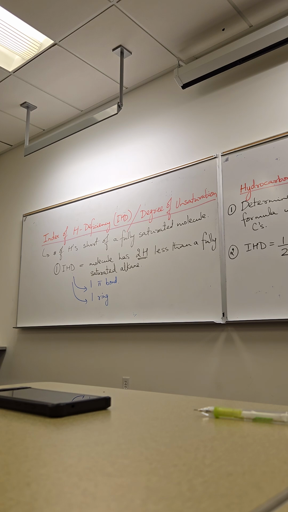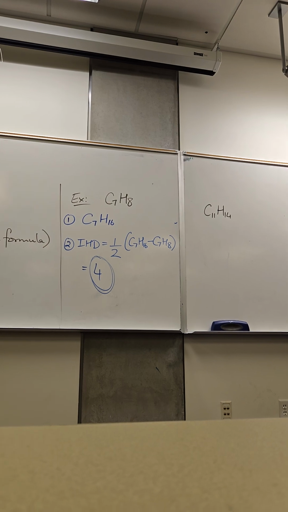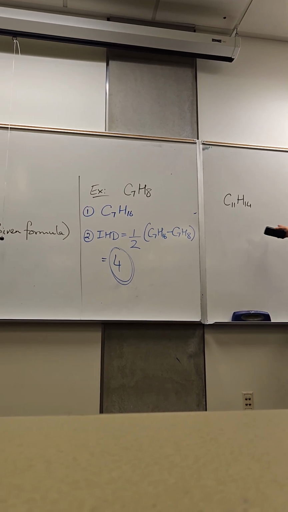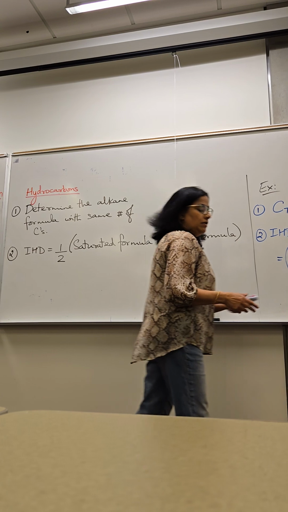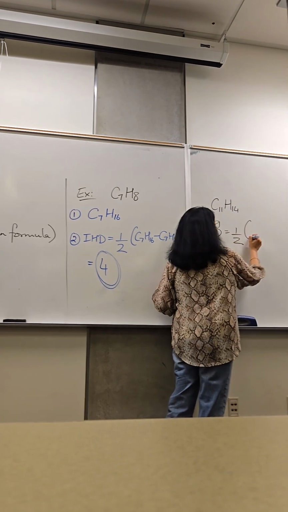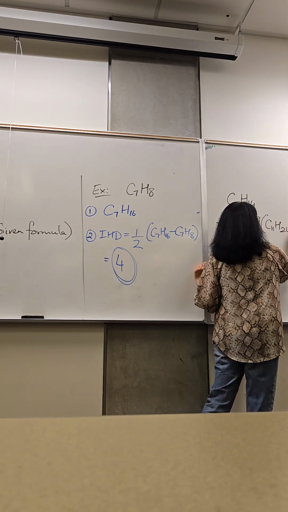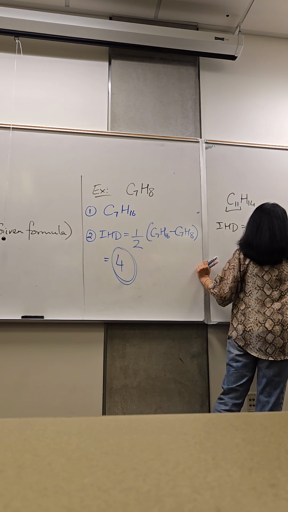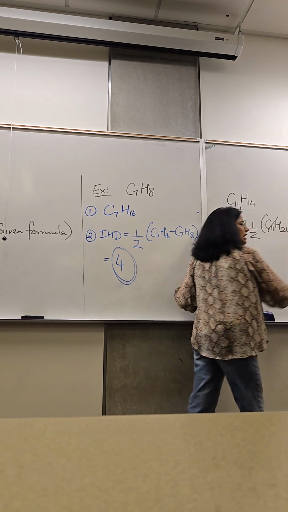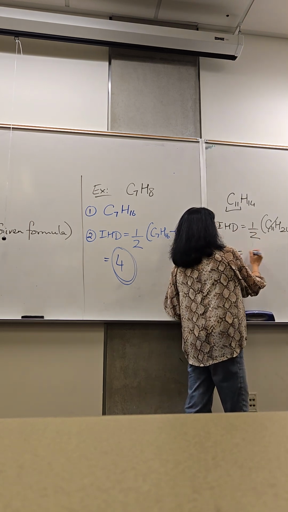Okay, how about what's the IHD for that compound? Yes, what's the IHD for that, please? 5? How? Again, half of, what's the saturated formula with 11 carbons? C11H24. 24 minus C11H14. So carbon cancels out because it's the same. So 24 minus 14 is what? 10. And half of that is what?